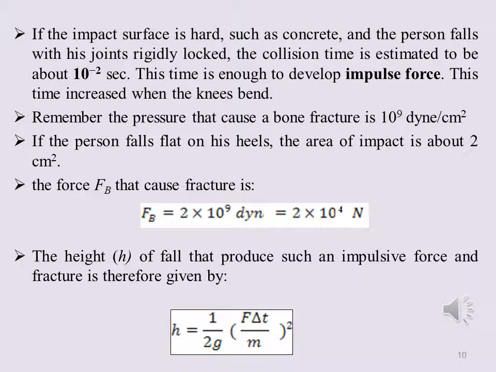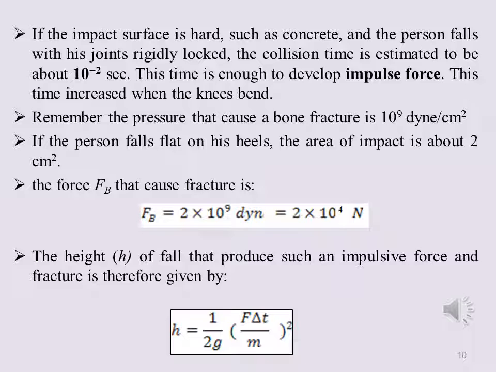follows. Accordingly, if the impact surface is hard, such as concrete, and the person falls with his joints rigidly locked, the collision time is estimated to be about 0.02 seconds. This time is enough to develop an impulsive force. The impact time increases when the knees are bent.